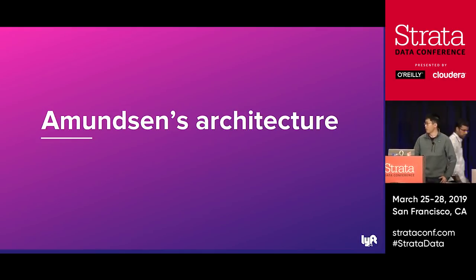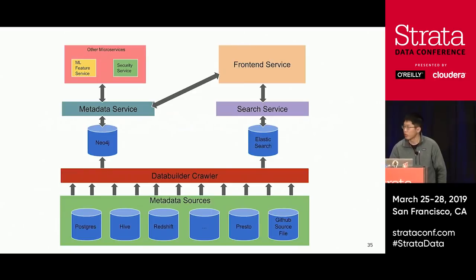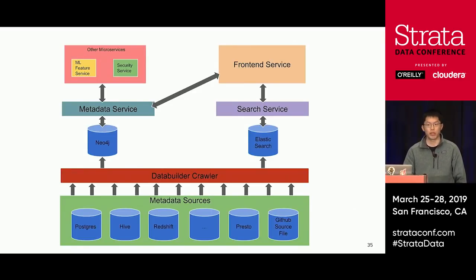So let me talk about Amundsen architecture. Amundsen is a microservice architecture, which includes 3 microservices and a data ingestion library. We have a front-end service, which is used for user interaction for data discovery. A metadata service is used for serving the metadata request for the front-end service. And also the search service for serving the search request from the front-end service. I will go into each of the components in more detail later.